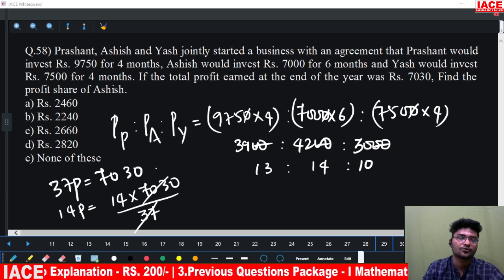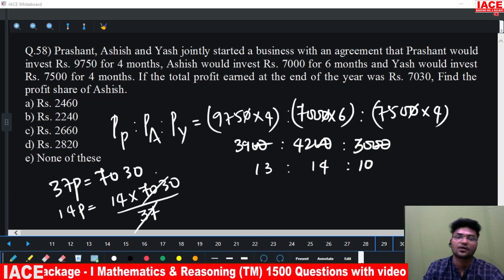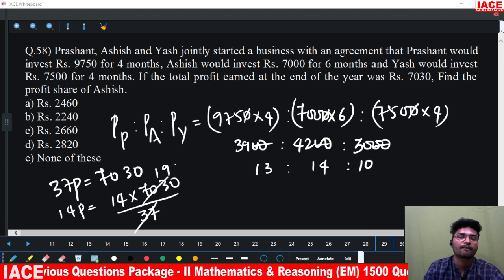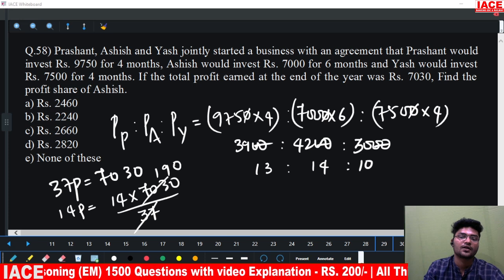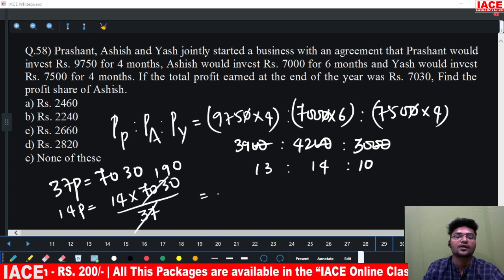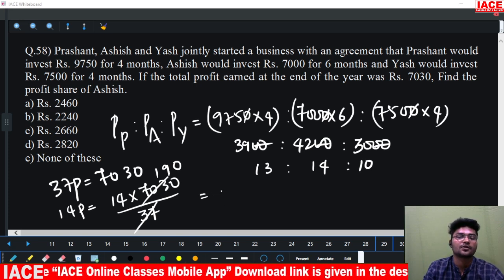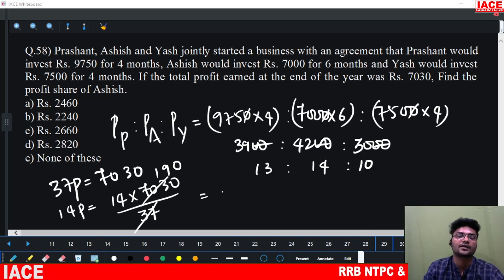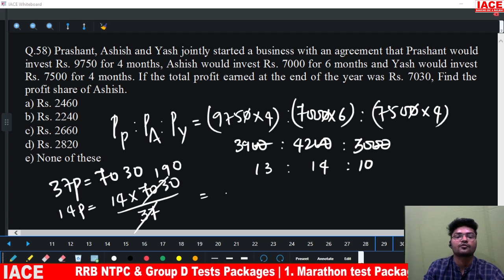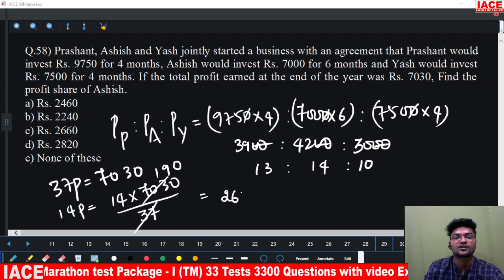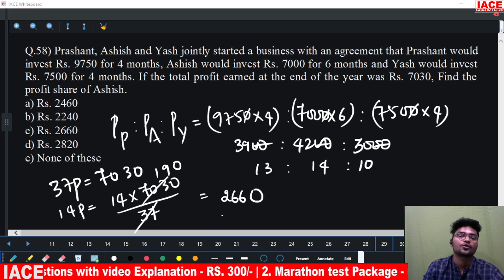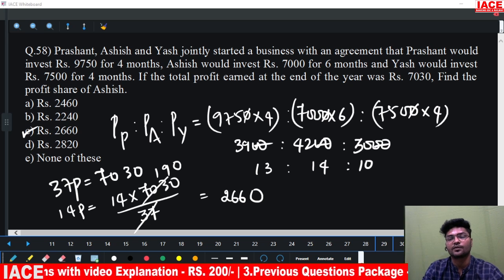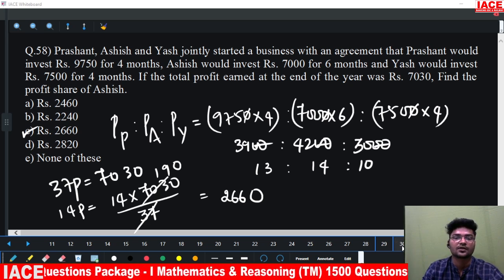So 14 into 190, or 37 ones, 19s, 190. How much will be 14 into 190? 14 into 19: 19 tens is 190, 19 fours is 76. So this is 266 followed by 0. 2660 is your option C. Option C will be your correct answer.